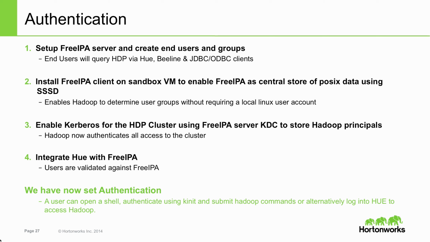The first part of the workshop is around authentication, for which we will use Kerberos. First, we will install and set up IPA server and create the end users in groups. Second, we will install IPA client on our sandbox, which will allow its OS to recognize users in groups defined in a user directory without actually requiring a local Linux user account. Third, we will create the principals and key tabs and use the Ambari security wizard to enable security and authenticate all access to the cluster.